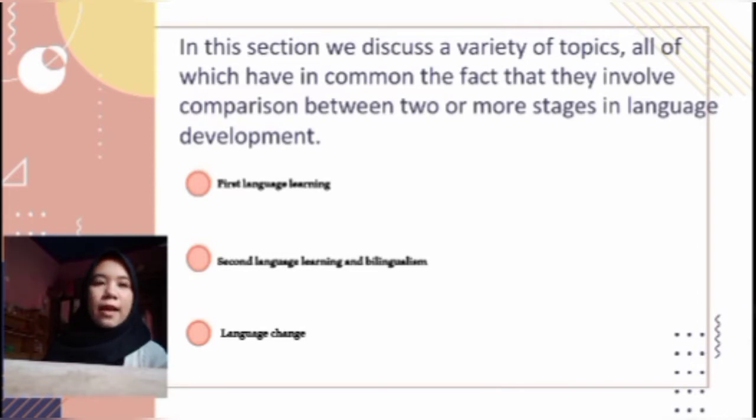Attention is first directed toward development of language behavior in the individual member of a speech community. First, language learning. A general theoretical model of the process is described. Possible experimental analogy is suggested, and various research problems are discussed. A second topic is second language learning and bilingualism. The third general topic in this section is language change.